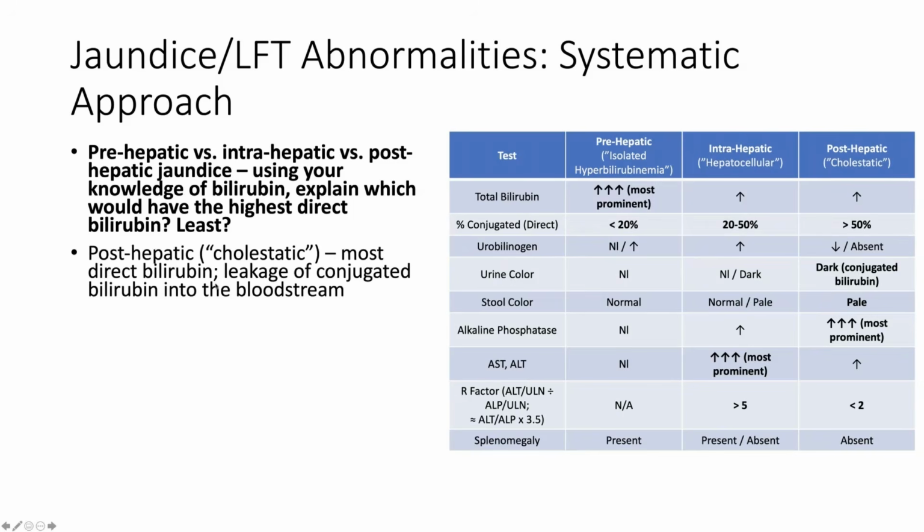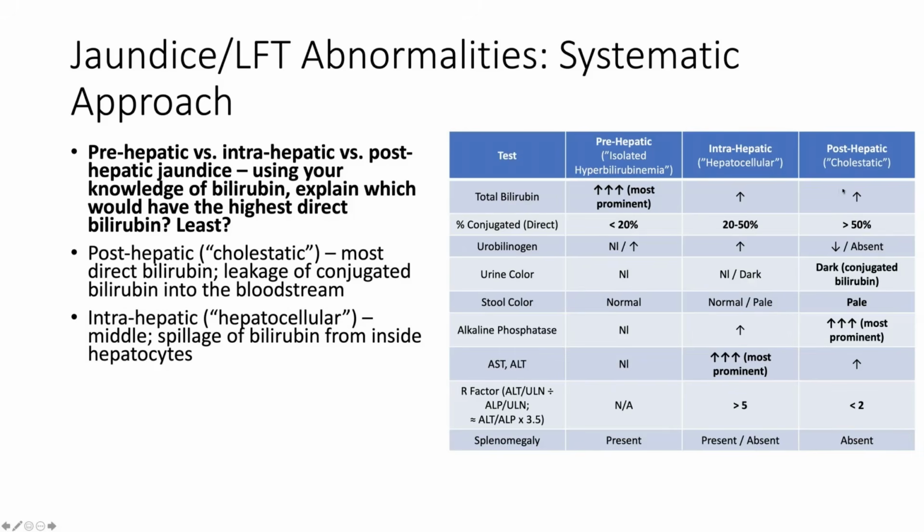Good. Yeah. So post, right? Because the liver is fine in posthepatic, so you can conjugate just fine. The problem is that the conjugated bilirubin, for whatever reason, cannot make it into your GI tract. So there's cholestasis, so that would have the highest conjugated bilirubin. Intrahepatic is going to be in the middle. You're conjugating some of it, but because of damage to the liver cells themselves, you're going to have spillage of bilirubin from inside the hepatocytes.